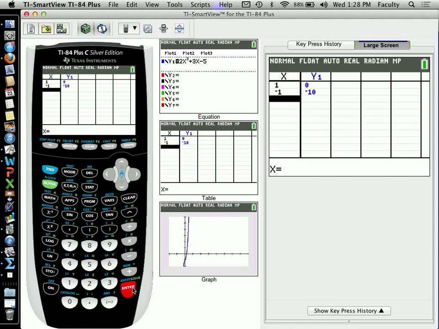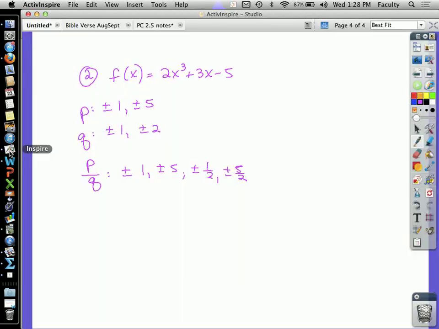So right off the bat, I got x was 1. I can do negative 1/2. I can do positive 1/2. 5, negative 5, 5 halves, negative 5 halves. Do you see how you can use the ask feature? You can turn that on and you can turn it off. So I only have one rational zero here. So x equals 1 is a rational zero of f of x.